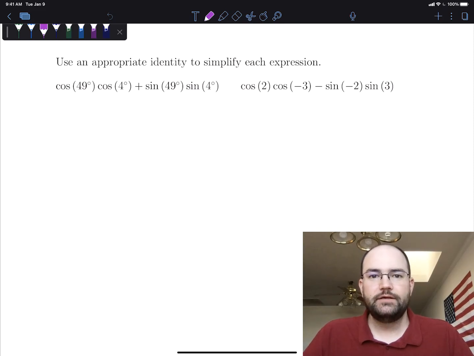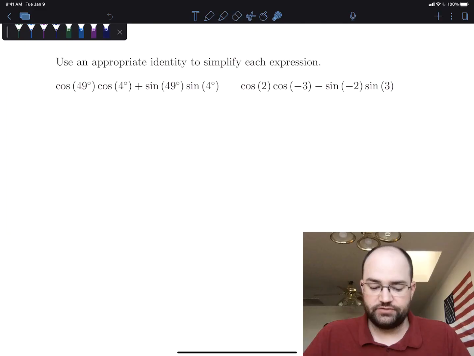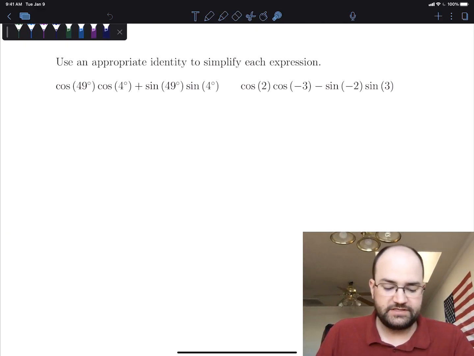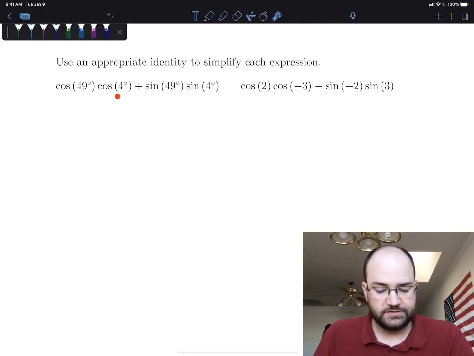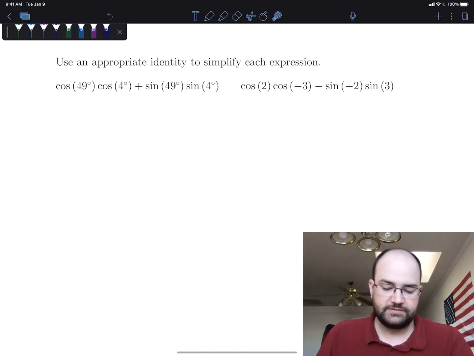Hello. In this video, we're going to use an appropriate identity to simplify each expression. The first one we have is cosine 49 degrees, cosine 4 degrees, plus sine 49 degrees, sine 4 degrees.